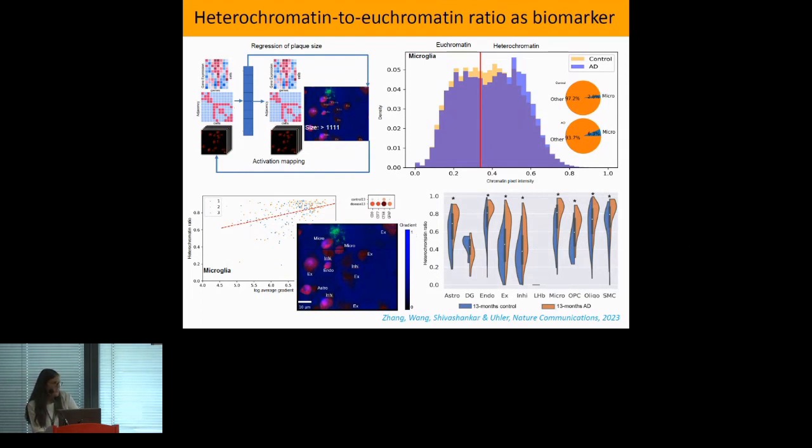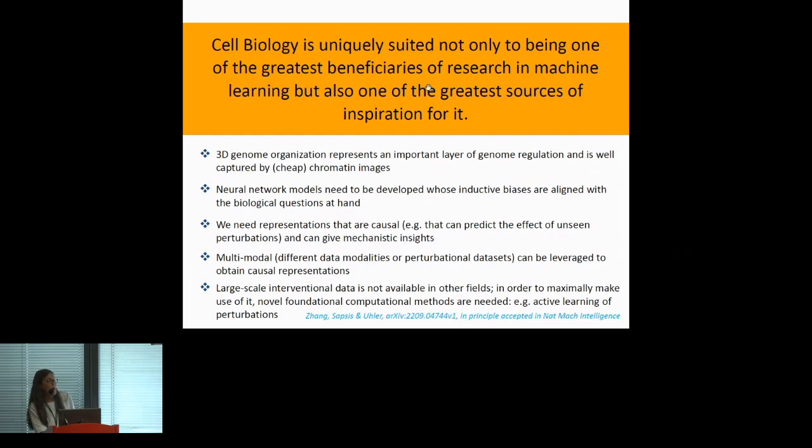I will end with this by saying that cell biology, I think, is uniquely suited, not only being one of the greatest beneficiaries of research in machine learning, but in fact one of the greatest sources of inspiration for it. We should build new machine learning models whose inductive biases are aligned with the biological questions at hand. Therefore, we do need representations that are causal. For example, they should be able to predict the effect of unseen perturbations, which these representations can. I didn't go into it, but I do have a reference here if you want it.